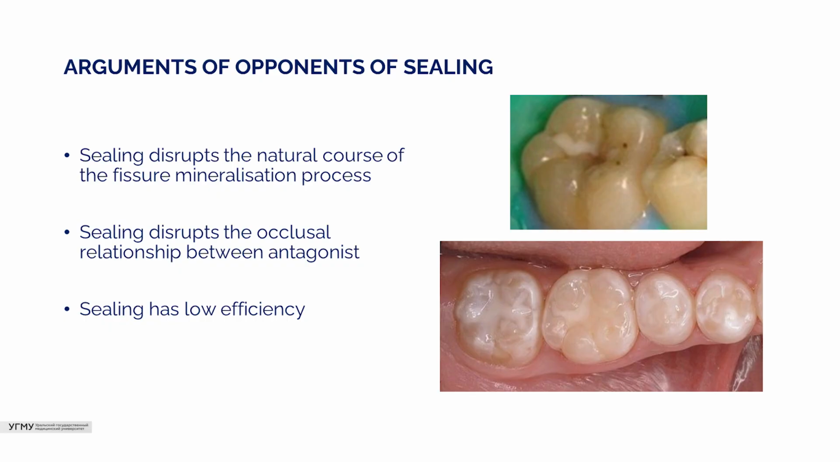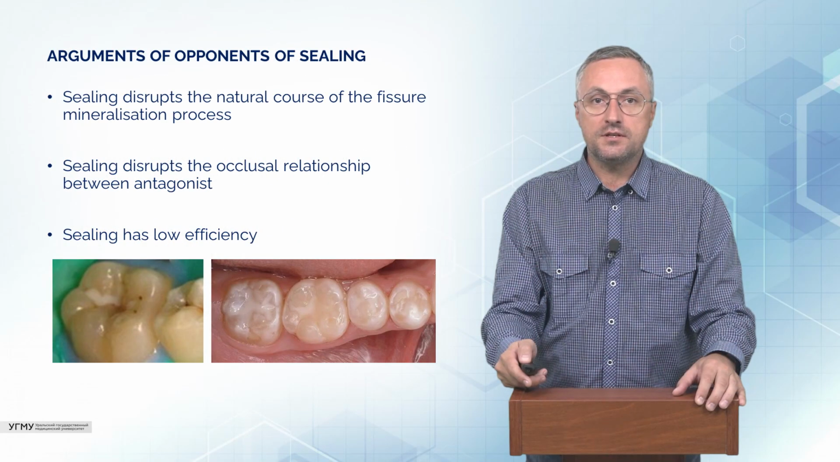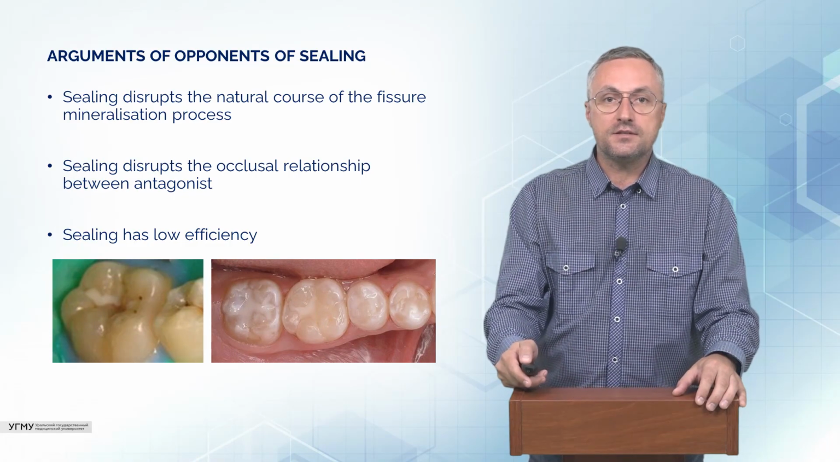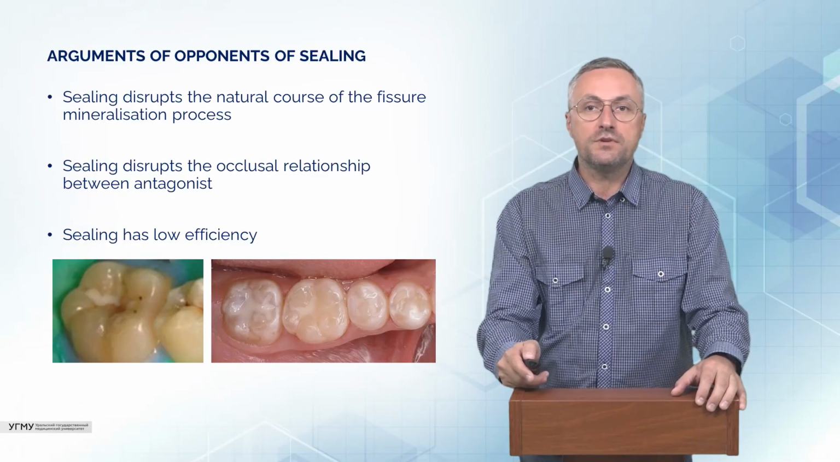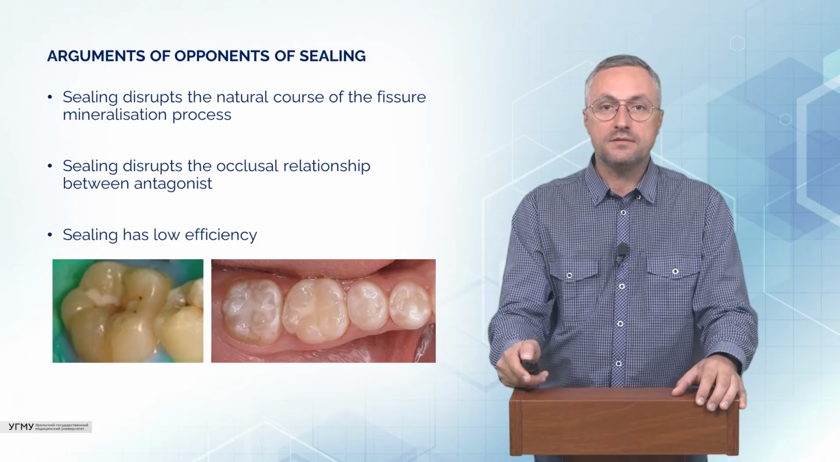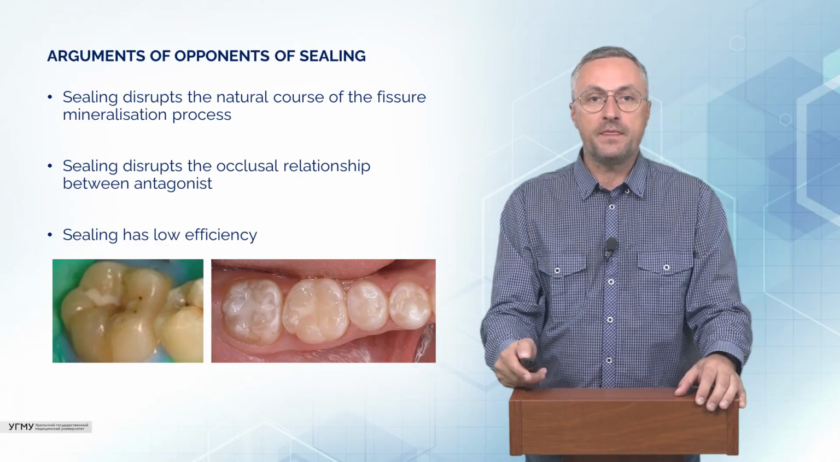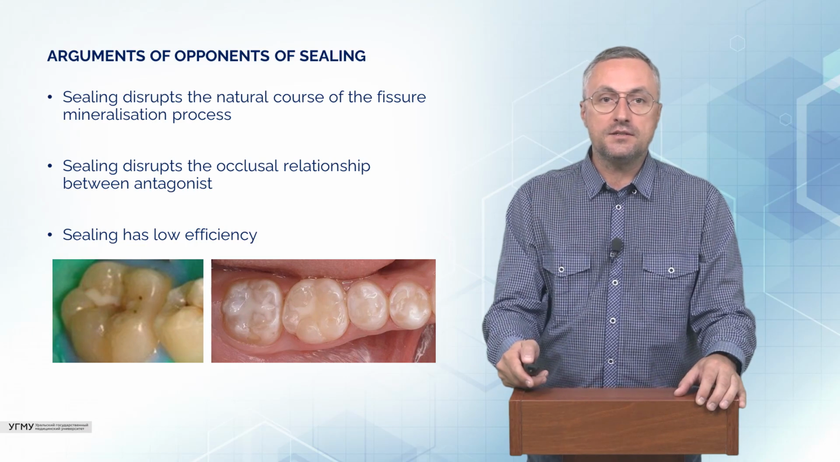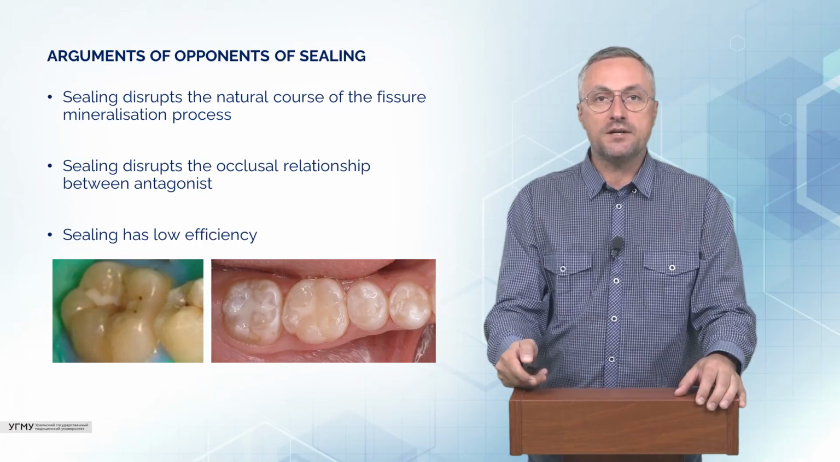You should also know the arguments of opponents of fissure sealing. Sealing disrupts the natural mineralization of fissures. Saliva does not penetrate into the closed area. But mineralization occurs along the sealant enamel border, and caries does not develop in obturated fissures. Sealing disrupts the occlusal relationship between the antagonists by smoothing the surface relief. But if the procedure is performed correctly, the sealant remains only in the depth of fissures. Sealing is ineffective and promotes the development of caries if the sealant is poorly fixed, chips along the border, and falls out. It is important that the correct sealing technique can minimize this risk.